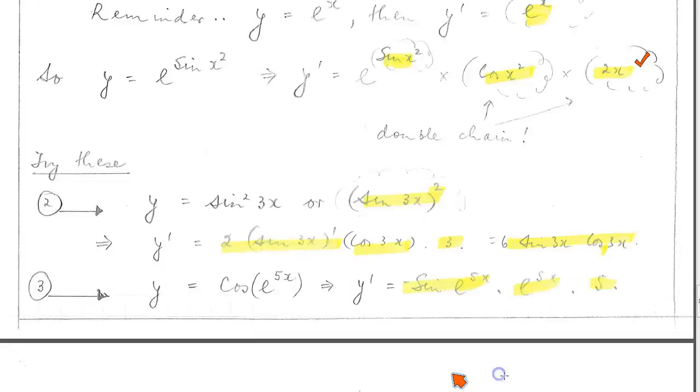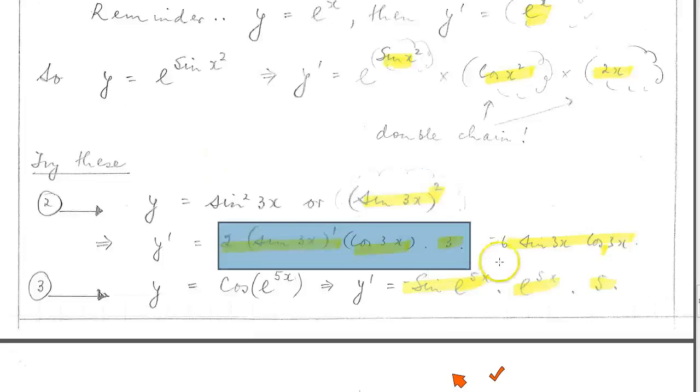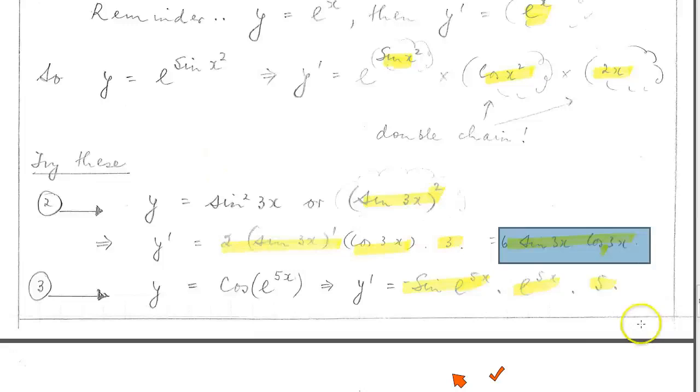Right, the first one, y equals sine squared 3x. I rewrite that as sine 3x all squared. So now it's a power function. y dash becomes, put the power in front, 2 sine 3x all to the power 1. But it's sine 3x, not x, so I need to differentiate the sine 3x. That becomes cos 3x. So I need to differentiate the 3x to get 3. Put the 3 right in front. You get 6 sine 3x cos 3x.